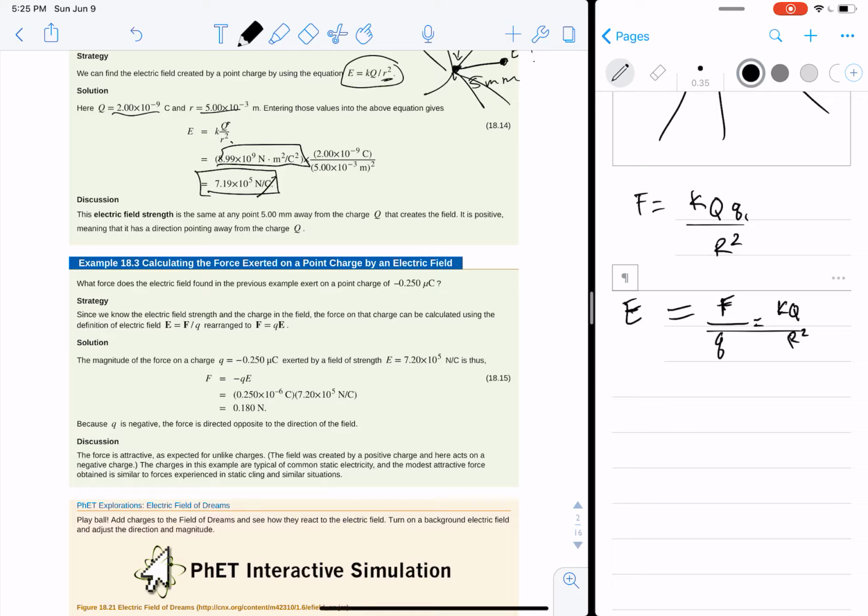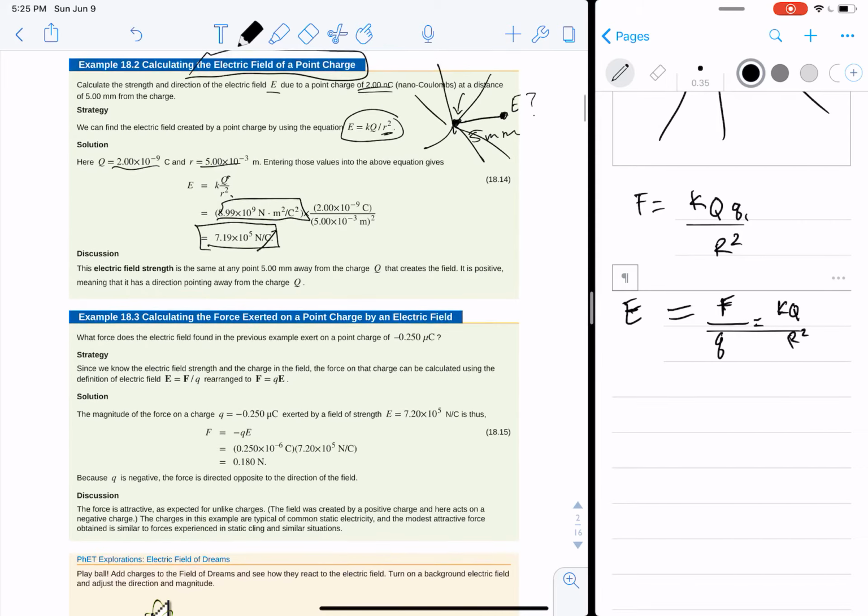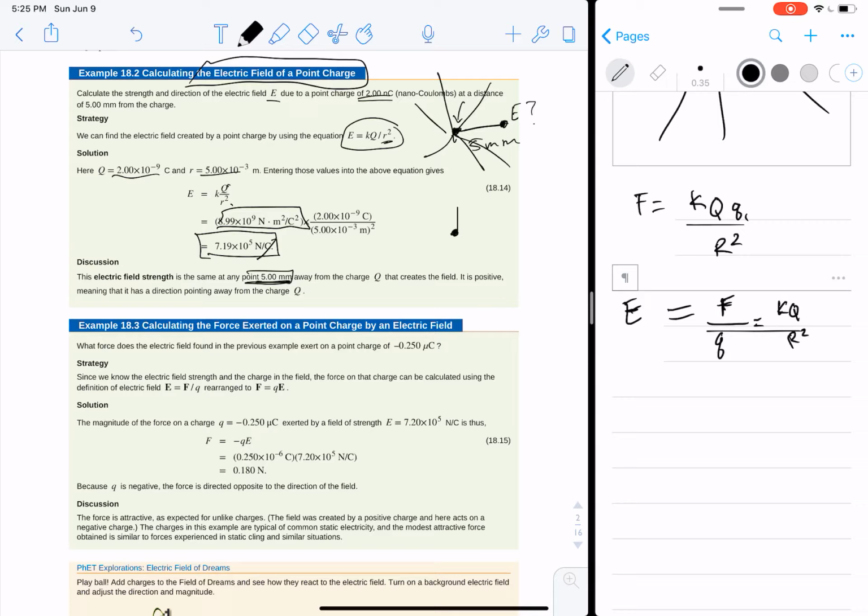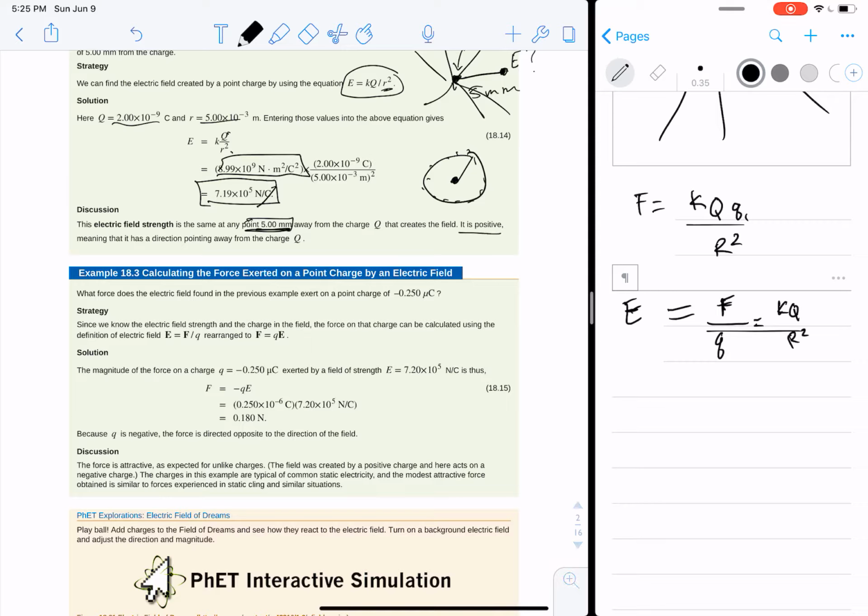Okay, so by definition, what they're saying here is that if this is your charge Q and you go a distance 5 meters away, it doesn't matter where you are, as long as you're 5 meters away, the strength of the electric field at that same distance is the same, at least from a point charge. If it's positive, that means it's pointing away from the charge Q. So we could draw our electric field as pointing away from the charge.